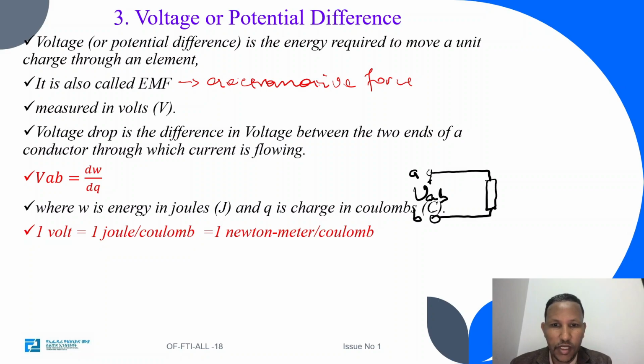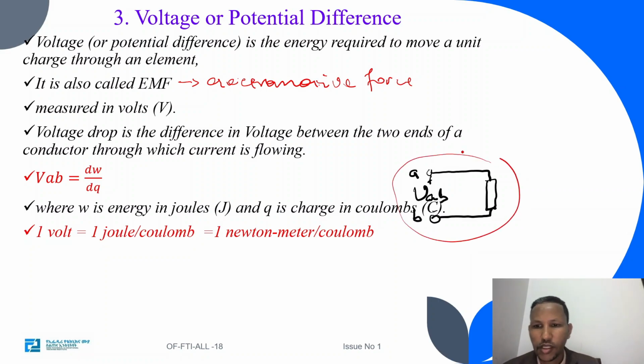Voltage drop is the difference in voltage between two ends of a conductor through which current is flowing. The definition: V_AB, between terminals A and B of this circuit, is given by dW/dQ, the energy supplied by the source, where W is the energy in joules and Q is the charge in coulombs. So 1 volt means 1 joule per coulomb, and since 1 joule is 1 newton meter, 1 volt means 1 newton meter per coulomb.